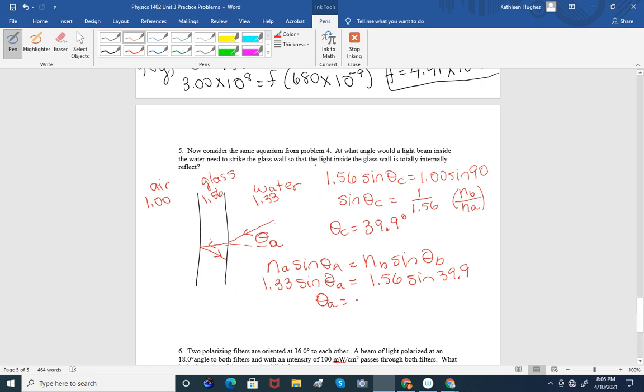And I get theta A is 48.8. So the angle in water has to be greater than or equal to 48.8 degrees. And the result of that is going to be that the angle in the glass is going to be greater than or equal to 39.9. And you will get total internal reflection.